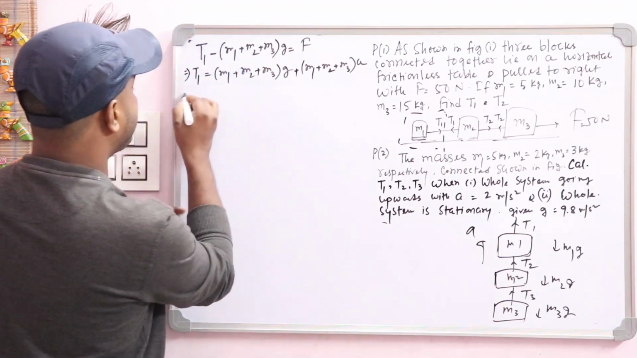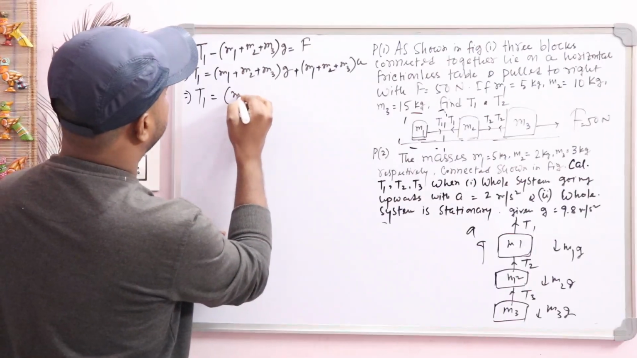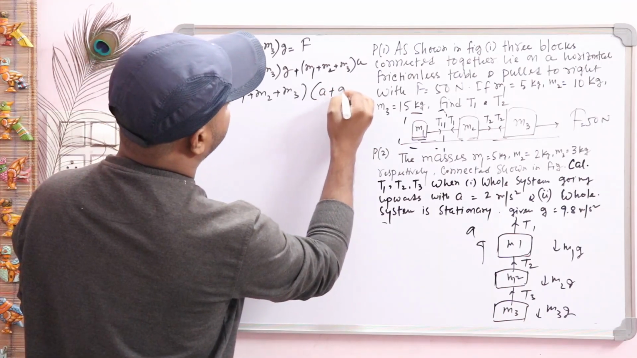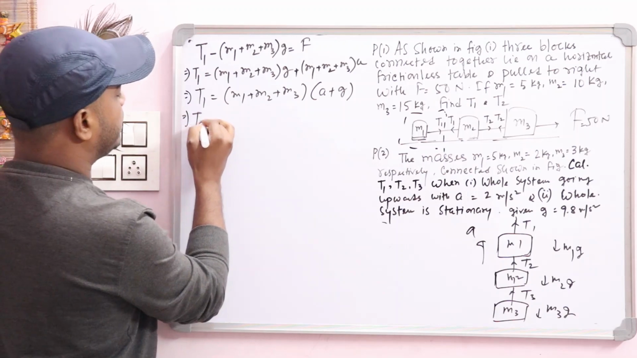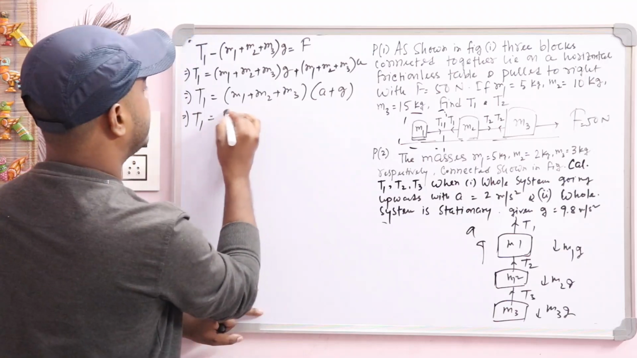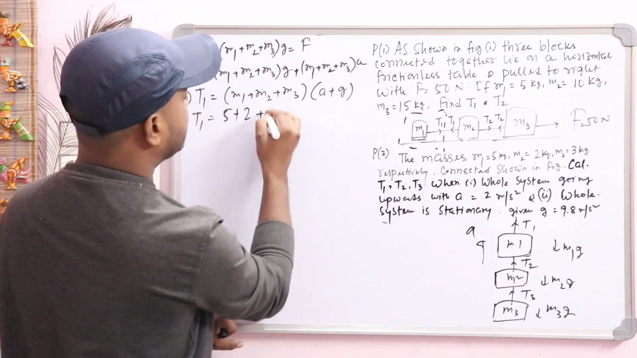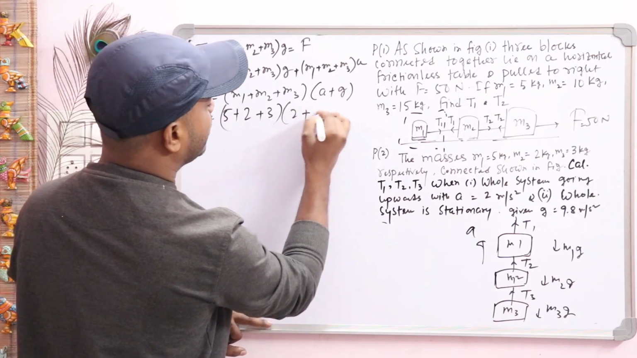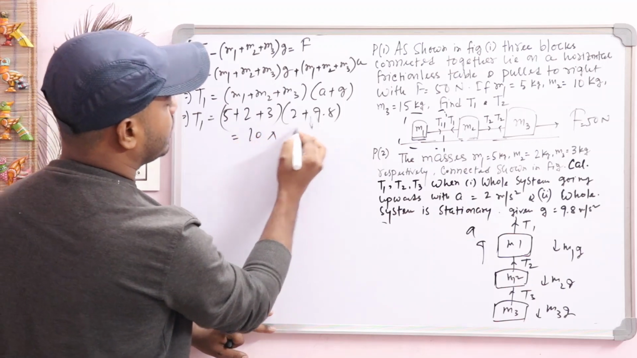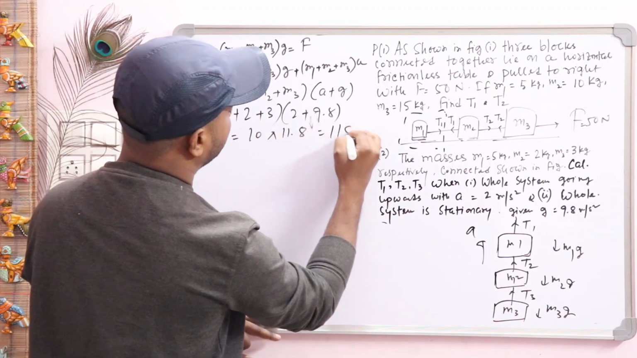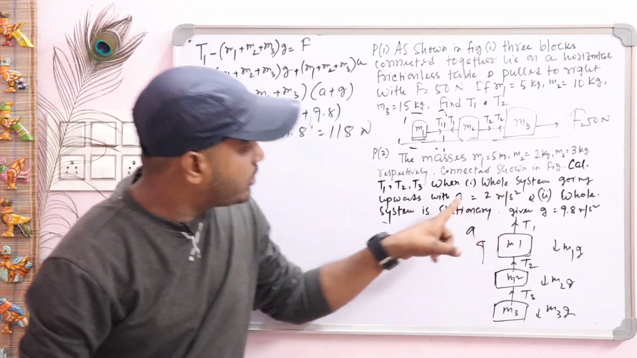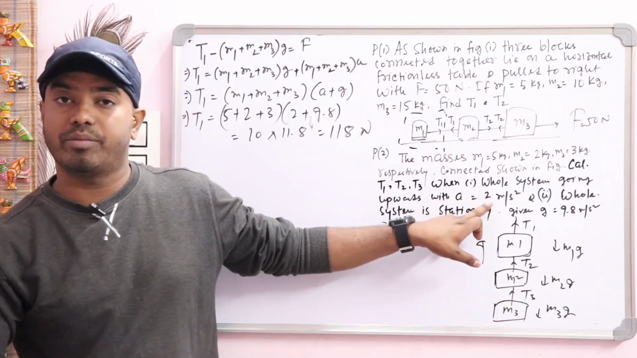So the value of T1, you take a common factor (m1 plus m2 plus m3), and if we take it common, A plus g. Now putting the values, T1 is equal to, what is the value of m1? Yes, 5, m2 is 2, m3 is 3, and the value of A is 2, the value of g is 9, sorry, 9.8. So this one is 10 and this one is 11.8. So this answer is 118 Newton. So this is the value of T1 for the first case, when the system is going upward with an acceleration of 2 meters per second squared.